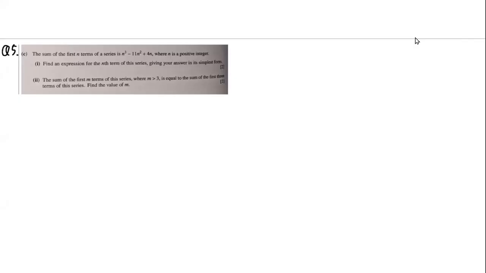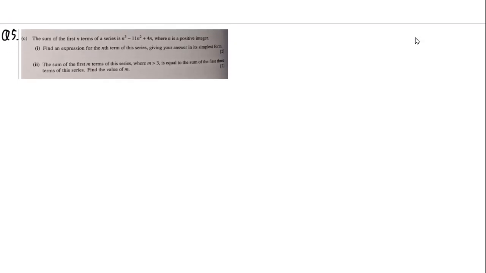Okay, now question 5 part C. The sum of the first n terms of a series is n cubed minus 11n squared plus 4n. Straight away, when I see sum of first n terms, I am allergic to English words, so I'm going to use a symbol Sn instead. Sn equals n cubed minus 11n squared plus 4n. Now, n is a positive integer, so n more than 0, n element of positive integer. Less things to write. So the smallest value of n is 1.